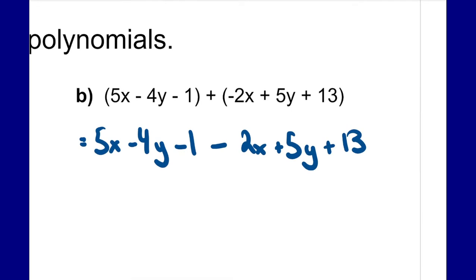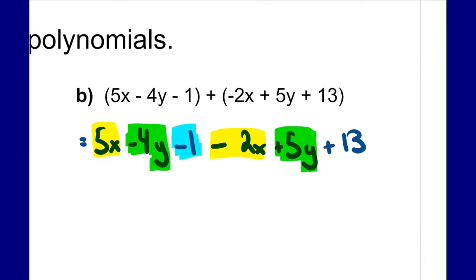Again, now go through, find your like terms. 5x and minus 2x. Again, look at the sign in front. Make sure you include it. Minus 4y plus 5y, minus 1 and plus 13.